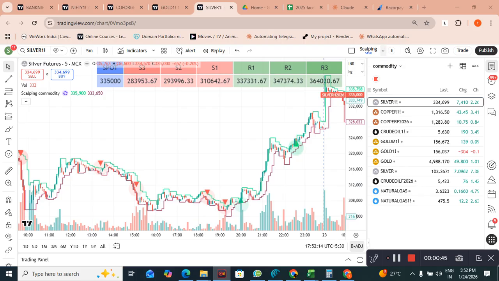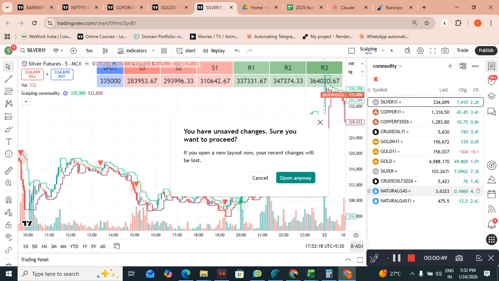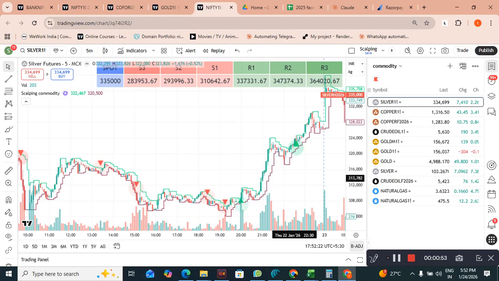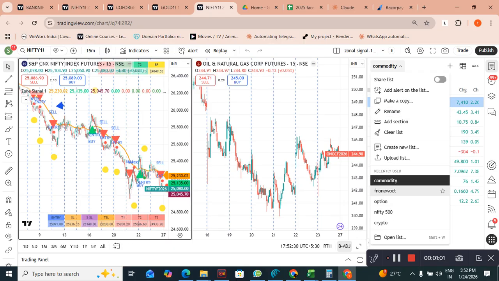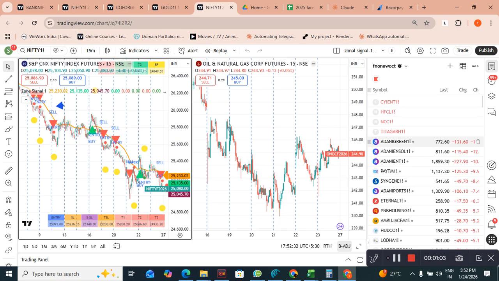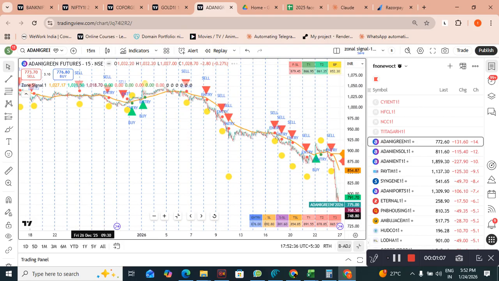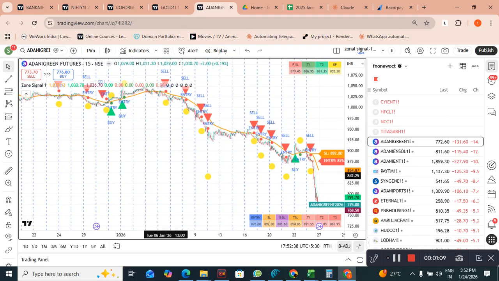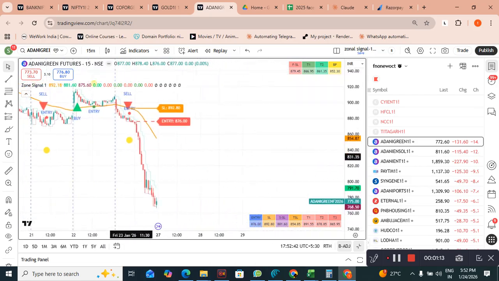So I am going to dive right now into the first strategy, which we call the zonal signal strategy. In the zonal signal strategy, you have two charts. One is of any future chart and the other is of the option chart. In the future chart, you can select any chart. What you need to see in the future chart is very simple. We observe only dots, green dot to red dot to green dot.